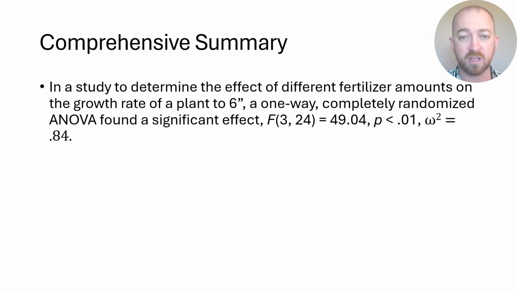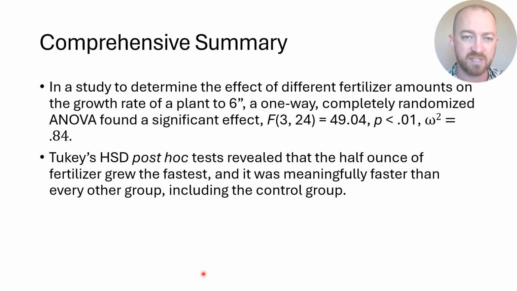Now again, same thing in the comprehensive summary. This isn't really changing anything. I've just termed it a different way. So we tried to find the effect of different fertilizer amounts on the growth rate of several plants. They were the same type of plant, 2 to 6 inches, in a one-way completely randomized ANOVA, and we found a significant effect. We summarize everything here.